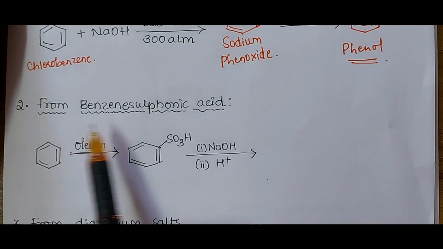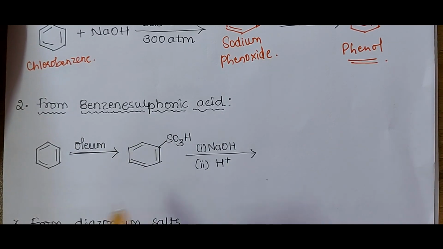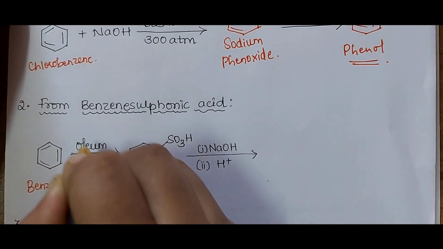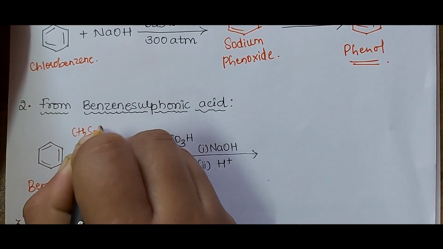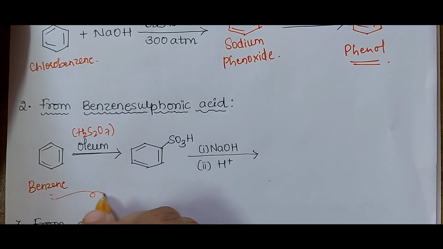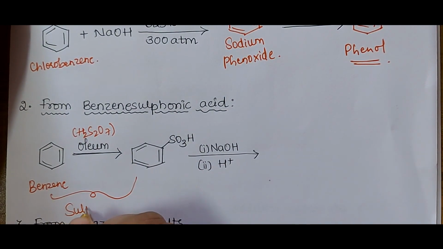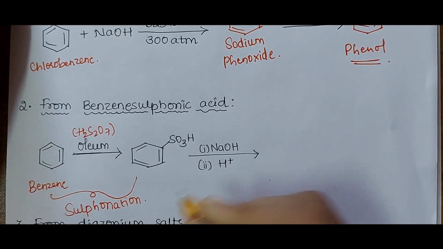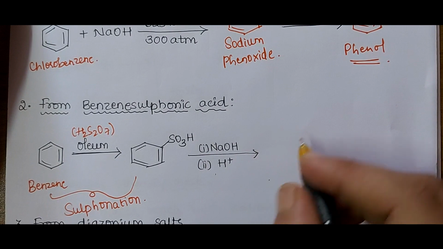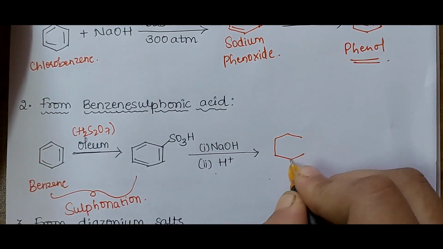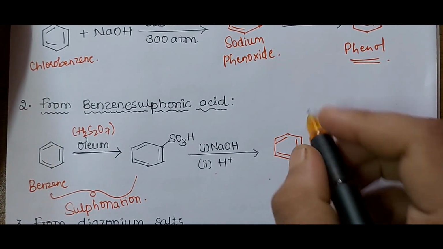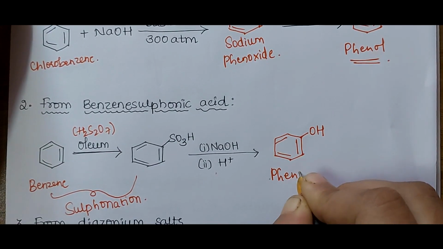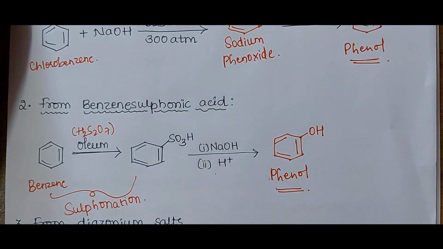We'll go with the second method, that is from benzene sulfonic acid. Benzene on sulfonation with oleum forms benzene sulfonic acid. Oleum is nothing but fuming sulfuric acid represented by the formula H2S2O7. When it reacts with benzene, benzene is converted to benzene sulfonic acid, and this is the sulfonation reaction which you have already studied in first PU. Now when this benzene sulfonic acid is made to react with NaOH, it forms sodium benzene sulfonate, which on further acidification results in the formation of phenol. So this is the second method for the preparation of phenol from benzene sulfonic acid.